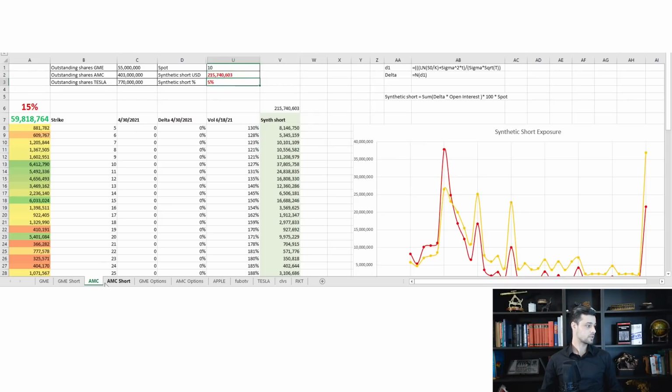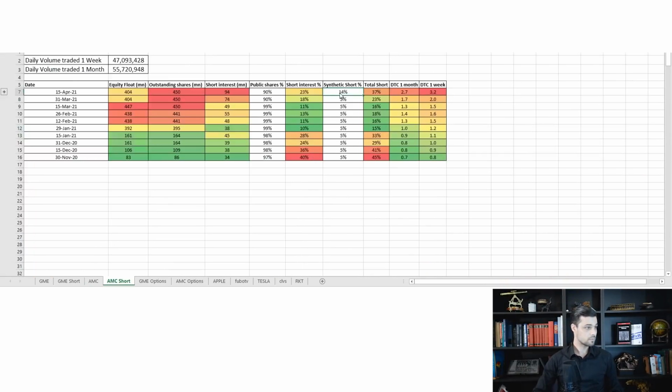So here 5%. Here I update my data. Okay, 5%. And so we are between 2 and 2.5. So I think it's interesting to just keep an eye on this so that we are ready whenever there are some signals that the short squeeze is approaching.